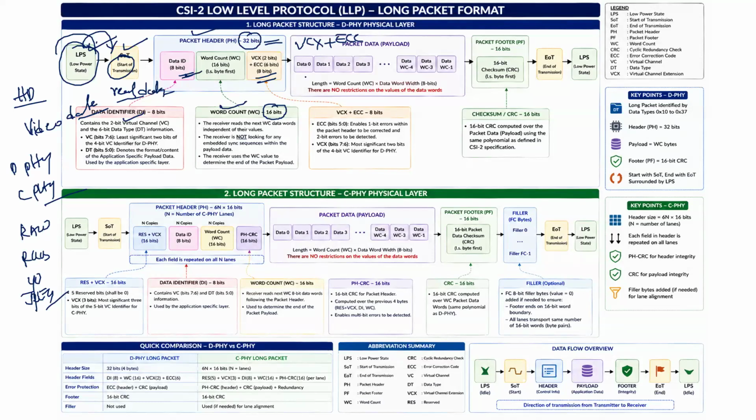What is the use of the data identifier? It tells what type of data you are transferring, for example RGB. We have different data types, and that will be taken care of. And then the virtual channels: what is their use? We are streaming different packets, because we are receiving the data from packet header and packet footer.